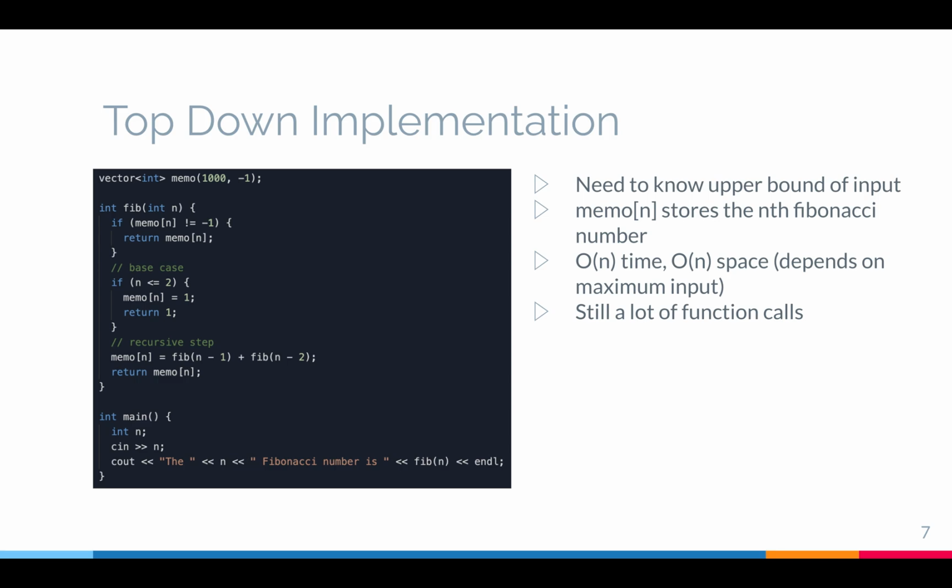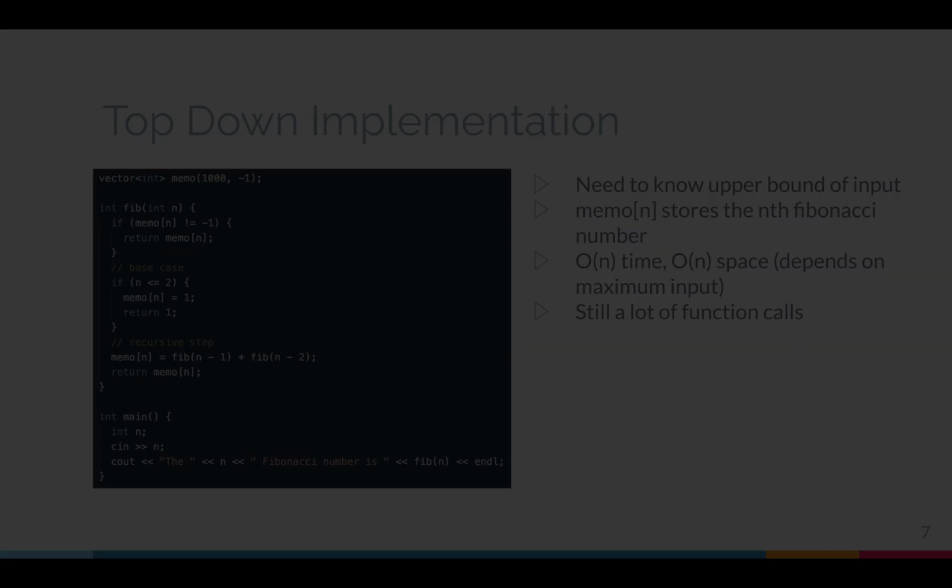Some drawbacks of this implementation is that we need to know the upper bound of the input. So here we set it to be 1,000, and it's O(n) time, O(n) space, because it depends on the maximum input, and there's still a lot of function calls. So for an n sufficiently large, it could crash your system.